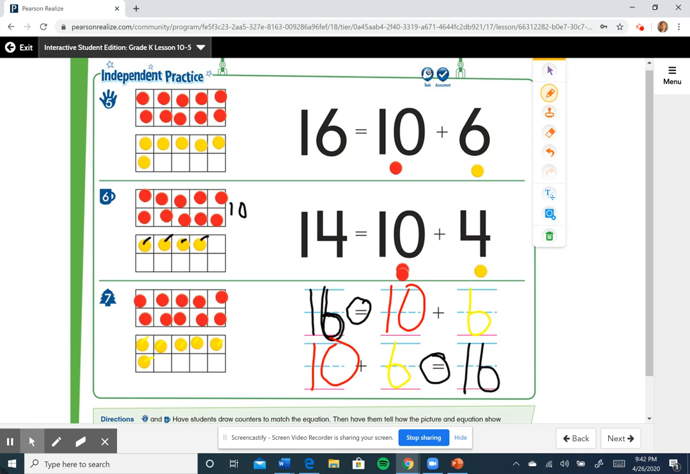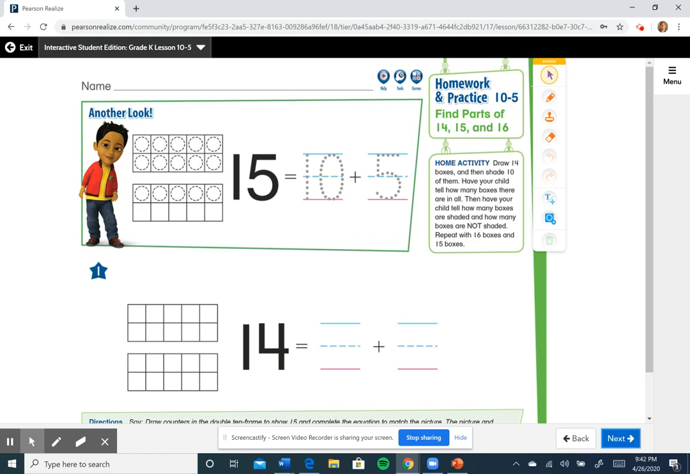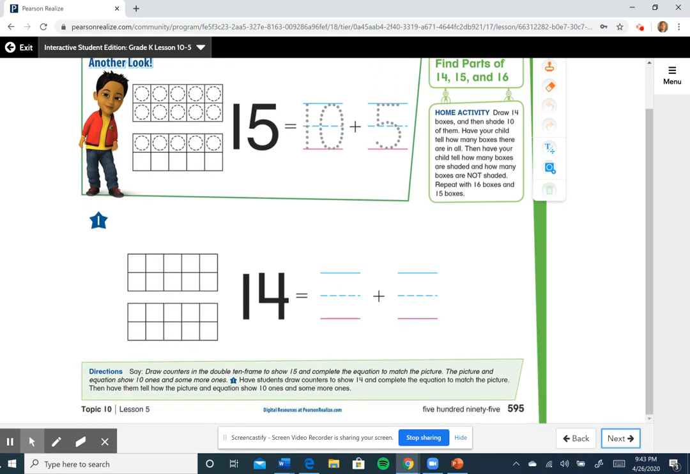So 16 equals 10 plus 6, and 10 plus 6 equals 16. See how they come out to the same? They just flip the equal sign from the front to the back. Perfect.